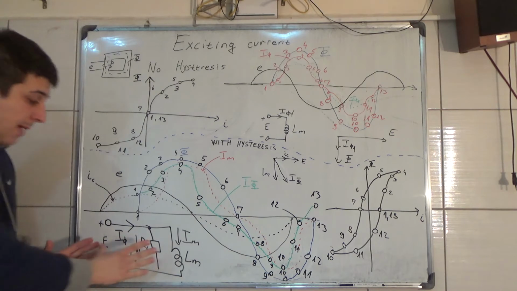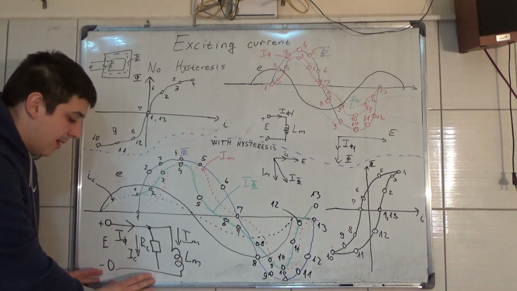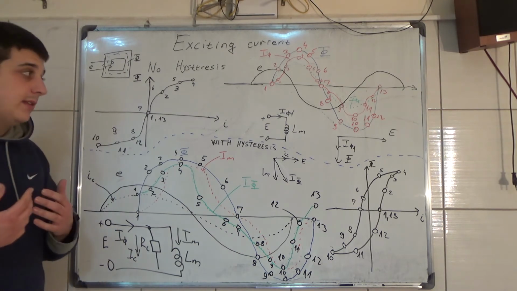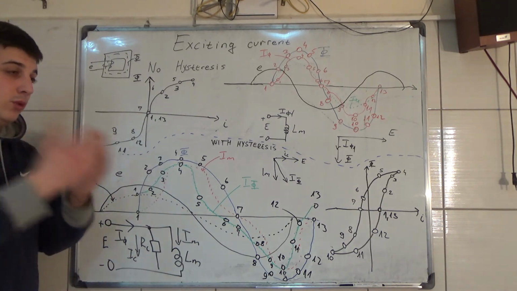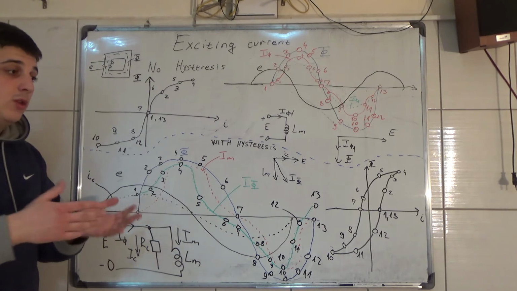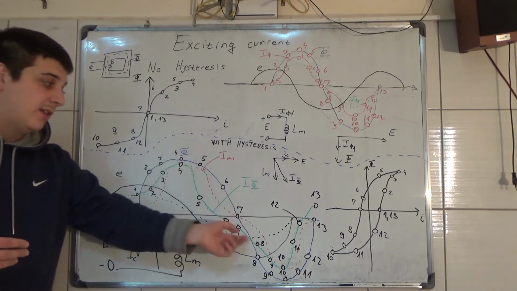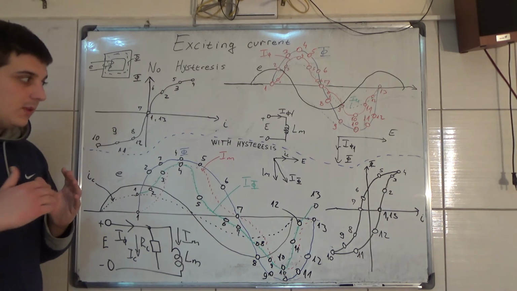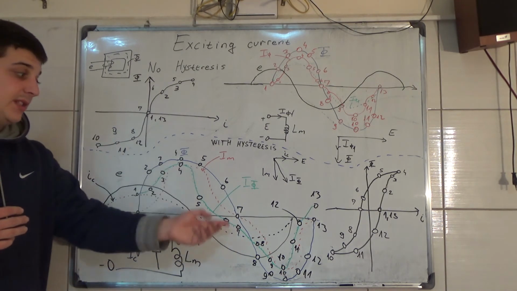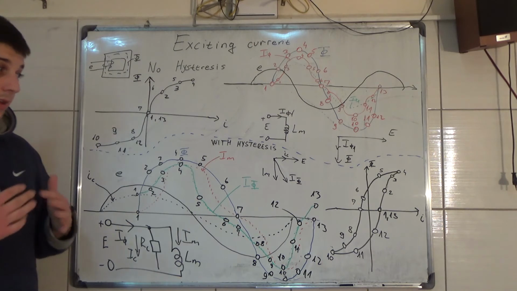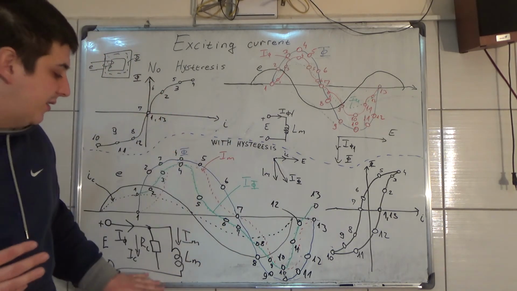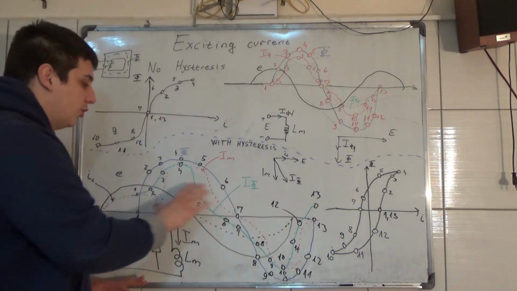Remember this circuit, and remember what the exciting current is. Exciting current is a current that we supply to the magnetic circuit to have a sinusoidal magnetic flux, and as you can see, it's not sinusoidal. The characteristics are non-linear, and this is very important to know. You don't need to know this.